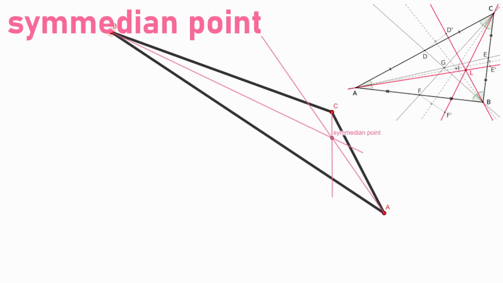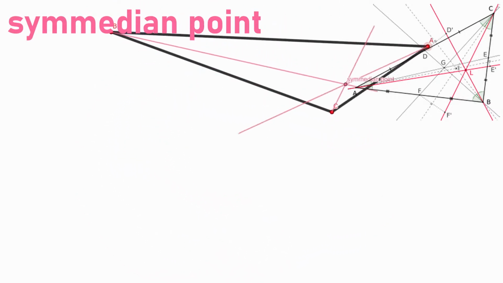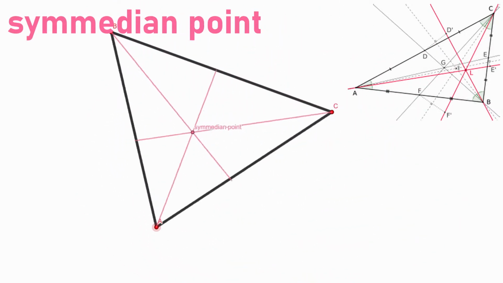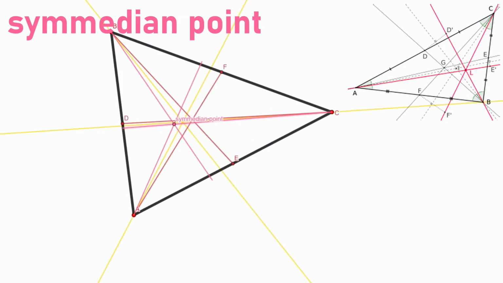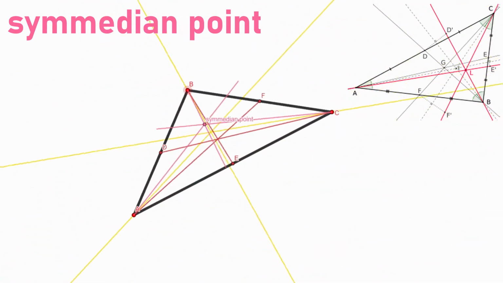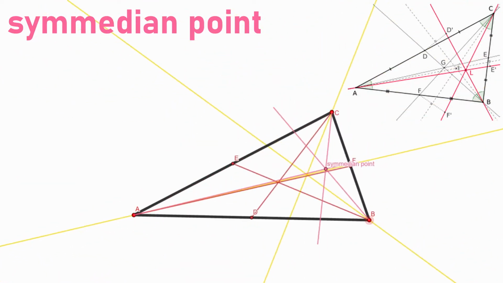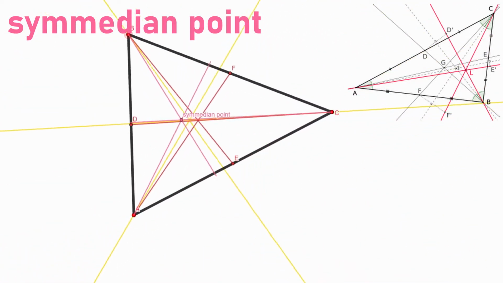This is the symmedian point. The symmedian point is the intersection of the symmedians of the triangle. Now, the symmedians are basically the medians, which are the centroid lines, which are reflected along their corresponding angle bisector.